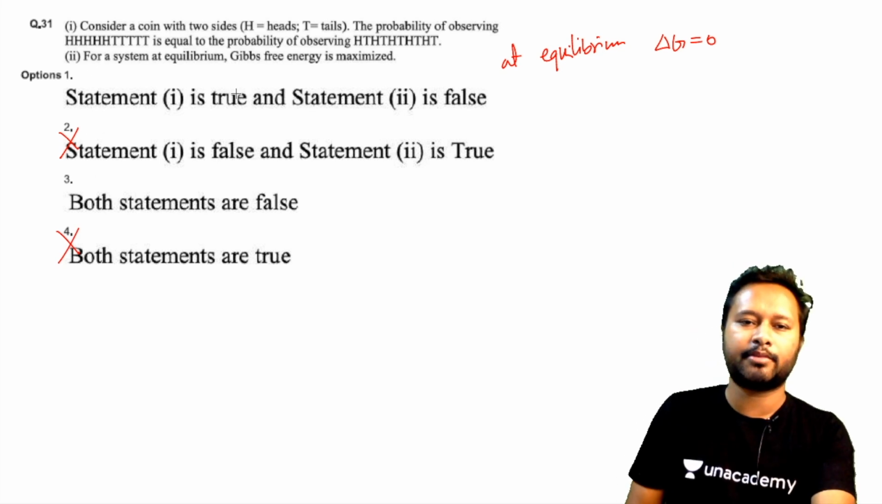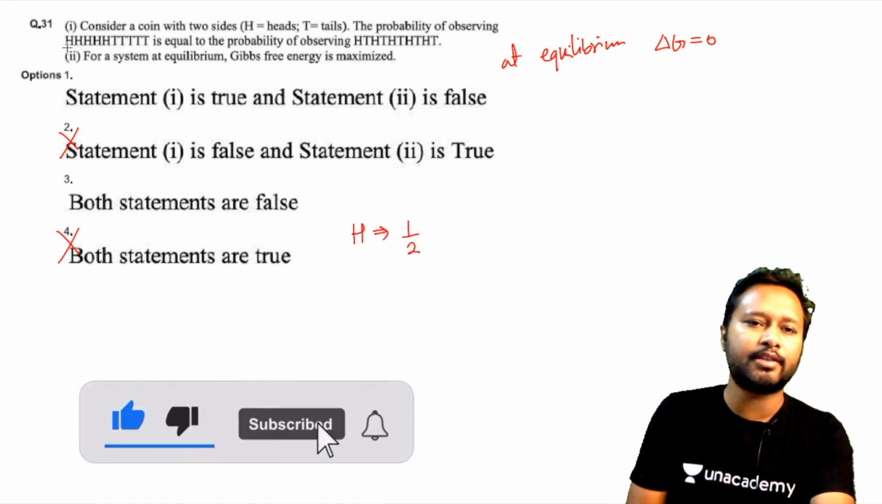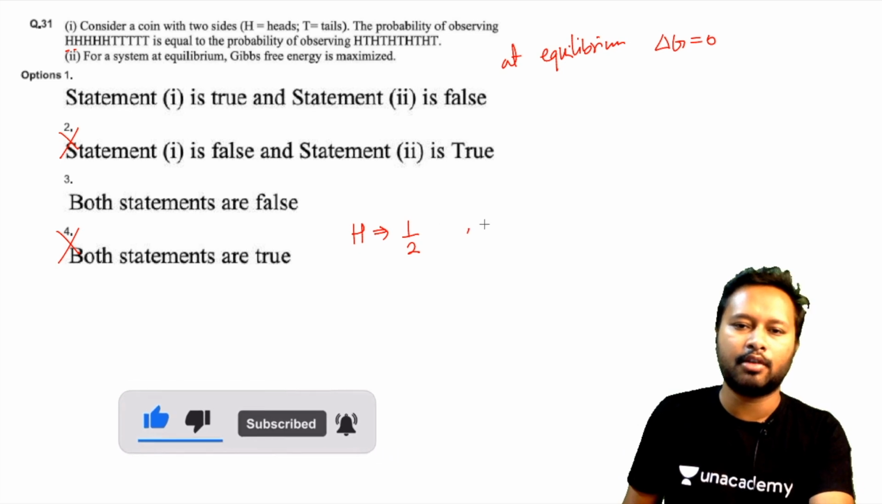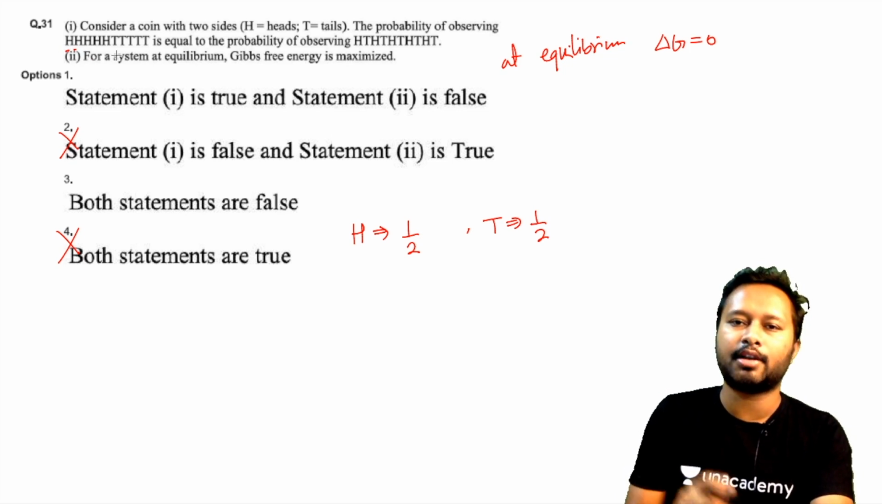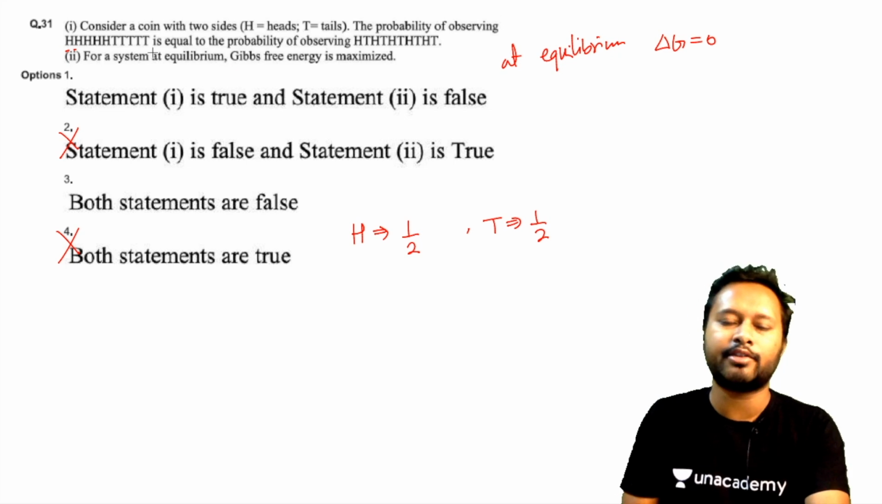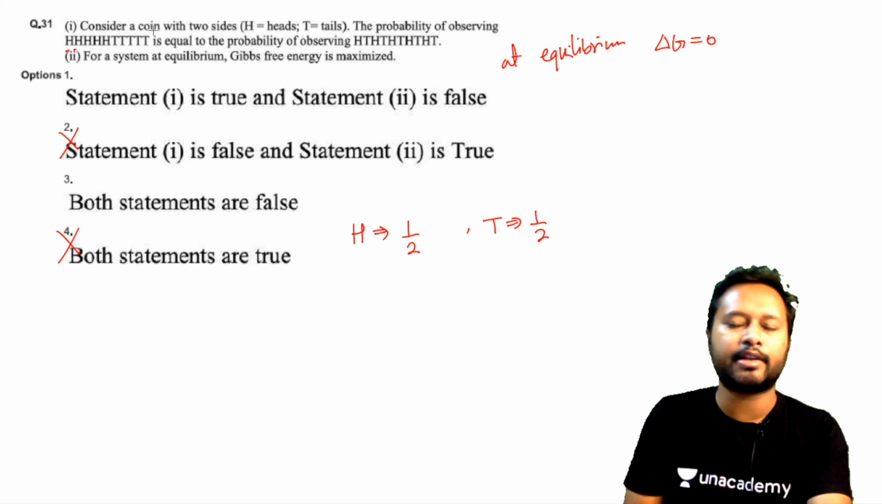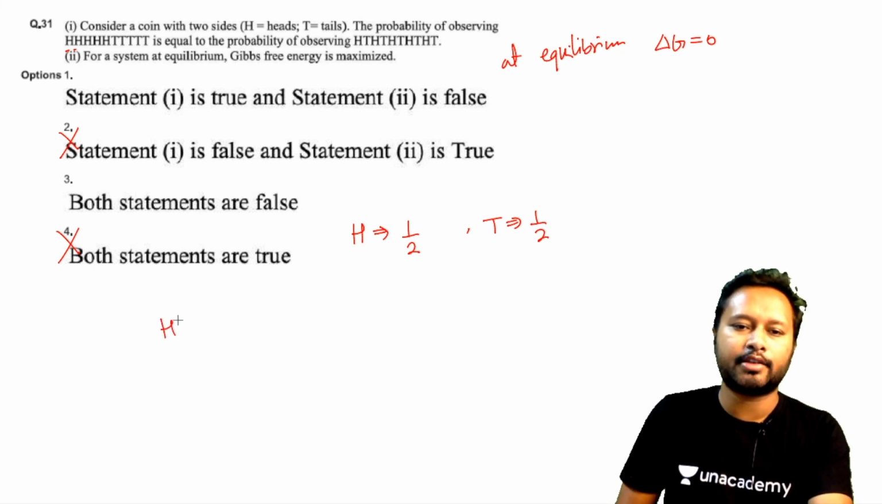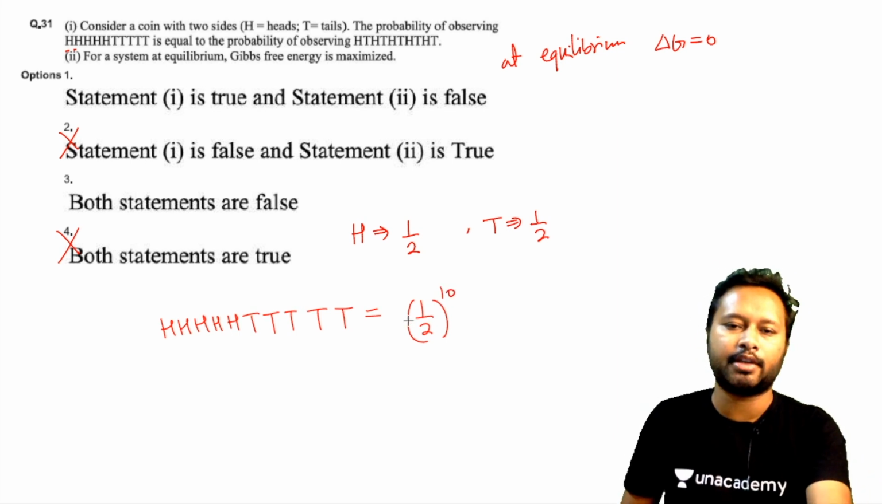Now talking about the first statement, for getting an H, your probability is 1 by 2, and for tails also the probability is 1 by 2. Since the whole sequence makes the complete observation, you have to multiply their individual probabilities. You have to multiply 10 times, because for heads and tails it's the same. So it will be 1 upon 2 raised to the power 10. Okay, so that's going to be the probability.